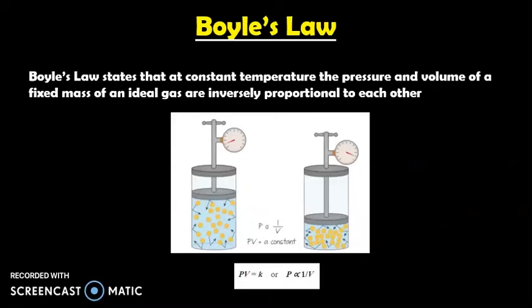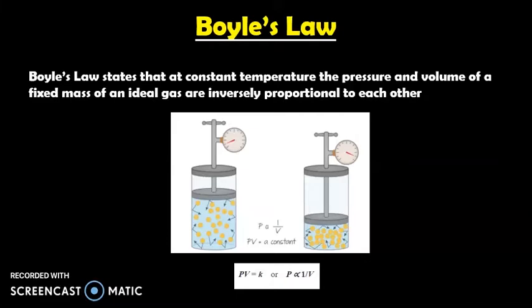Boyle's law. Boyle's law, named after the Scottish scientist Robert Boyle from 1627 to 1691, states that at constant temperature, the pressure and volume of a fixed mass of an ideal gas are inversely proportional to each other. So if the pressure of a fixed mass of gas at constant temperature is doubled, then the volume halves.